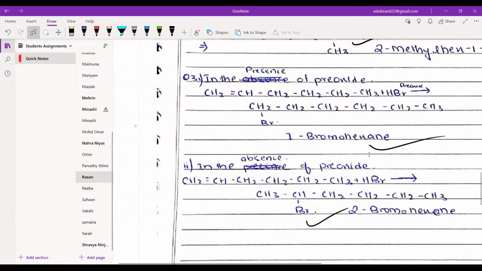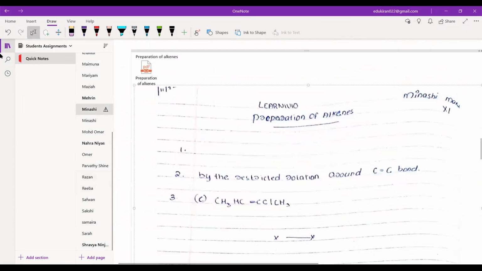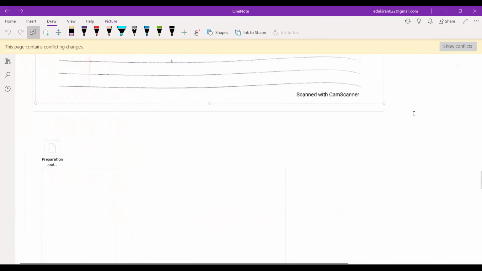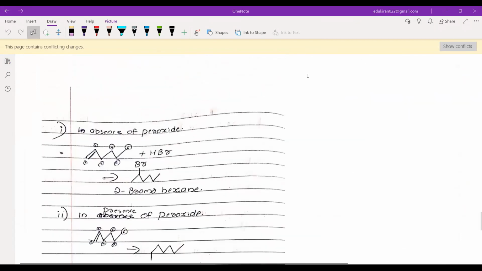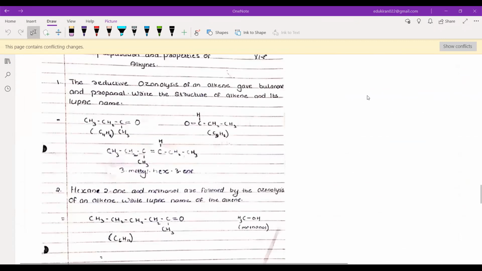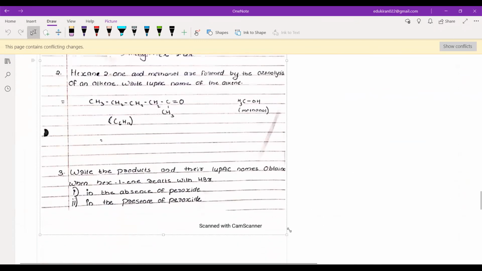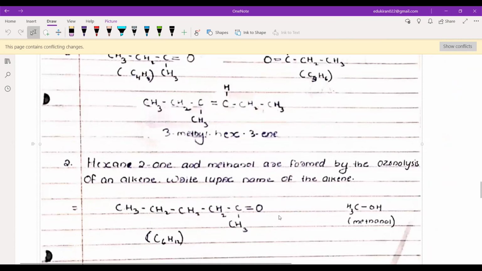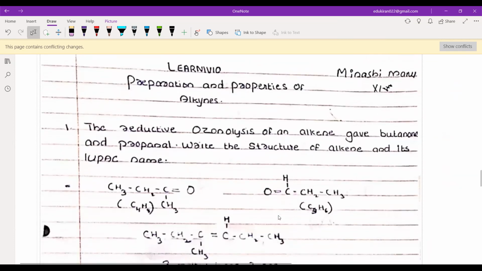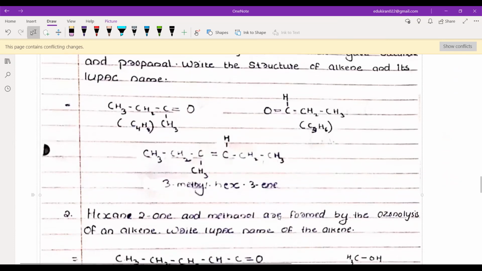Who else has done it, Minashi? Okay. On this, let me see what are the changes. Thank you, Mamuna. Fine. Relative ozonolysis of propane, butanone, and propanol. Okay, fine.